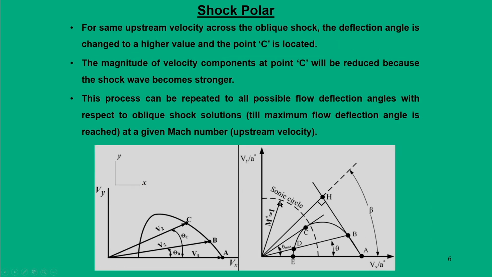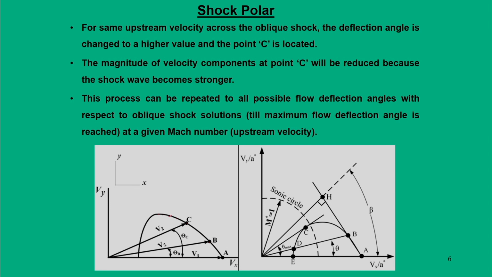Now, the next step: in the hodograph plane, we located point A and point B, and we can join them as the line AB. Now, you again change the flow deflection angle. Originally, for point B, it was theta b. Now we move to point C, by changing the flow deflection angle to another number, theta c. When you do that, point C can be located. Likewise, we can join point B to C.